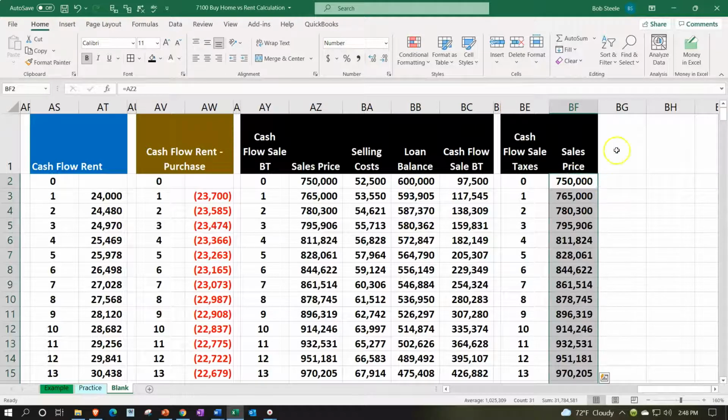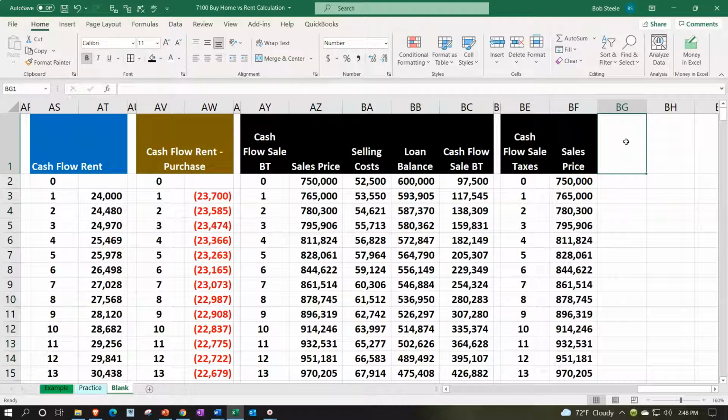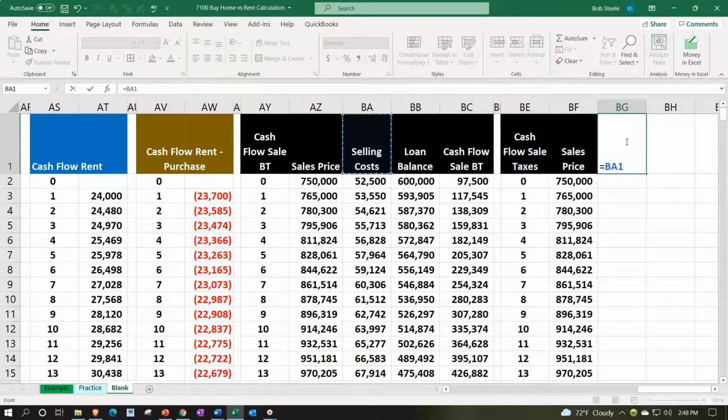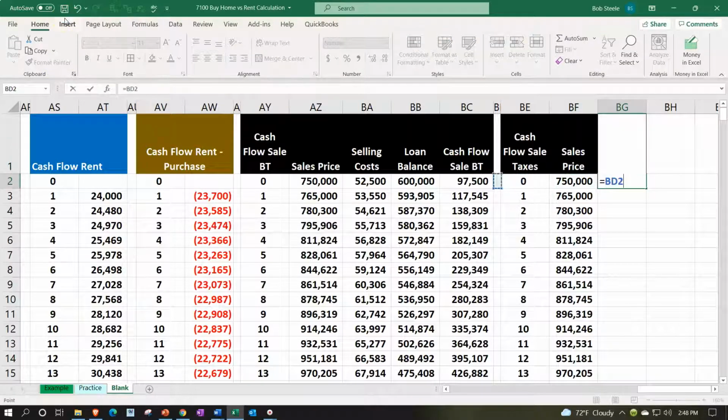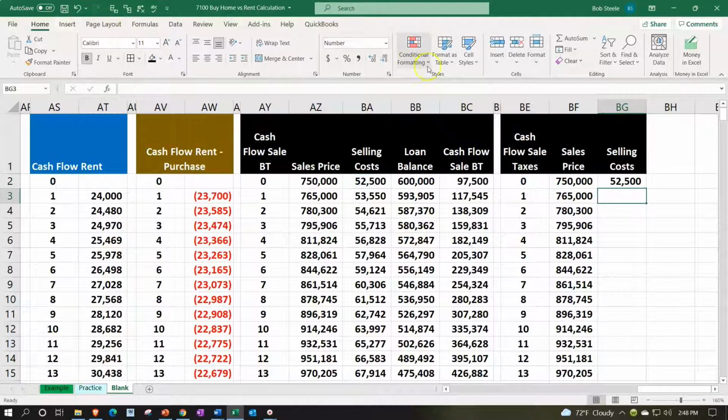But then we're looking at the selling costs. We're going to calculate that too, the selling costs. Picking that up, format painter, so we can copy that one right on over. Same thing on the selling costs.